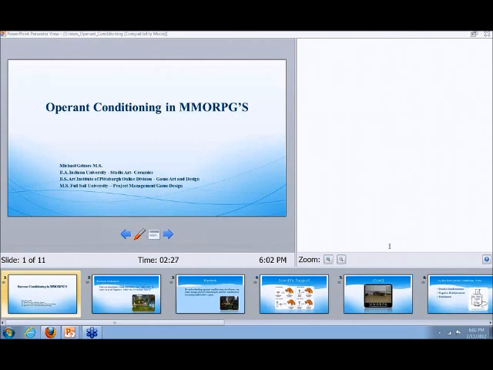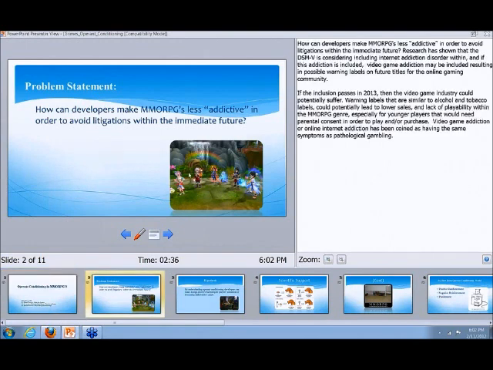Okay, so my problem statement is, how can developers make MMOs less addictive in order to avoid litigations within the immediate future? Research has shown that the DSM-5 is considering including internet addiction disorder within. And if this addiction is included, video game addiction may be included, resulting in possible warning labels on future titles for the online gaming community.